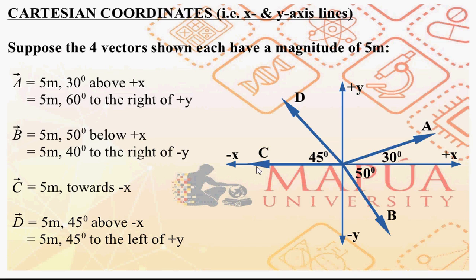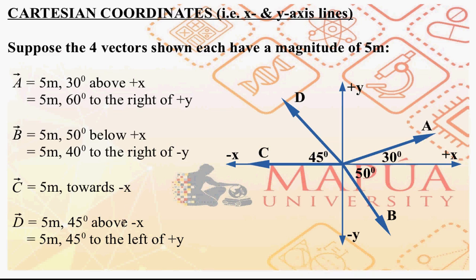As for vector C, vector C is heading directly towards the negative x direction. So we can simply say C is equal to 5 meters towards negative x. If it was heading towards positive x, therefore the direction will be towards positive x. The same goes for positive y and negative y.